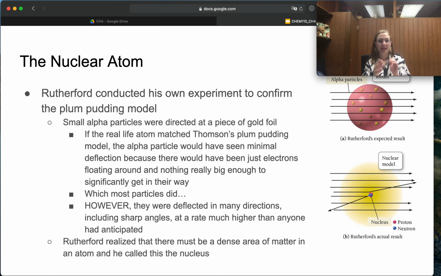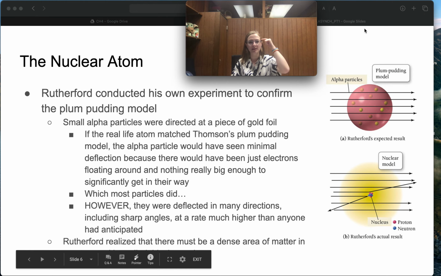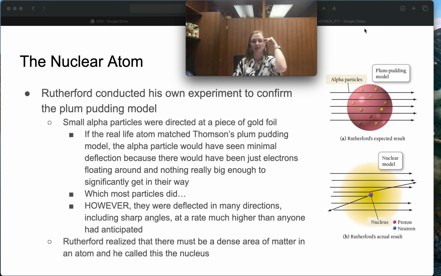So then Rutherford comes along and he says, okay, great. Plum pudding model of an atom. Sounds awesome. I'm in. I like this idea of these new electron things. However, he was like, I think we could do some more experiments to confirm if this is the model. Let's look for some more evidence. Let's continue to prove that this is what we think it is.